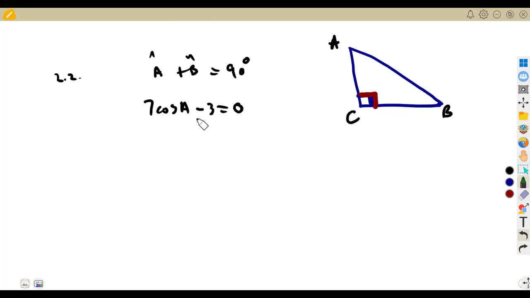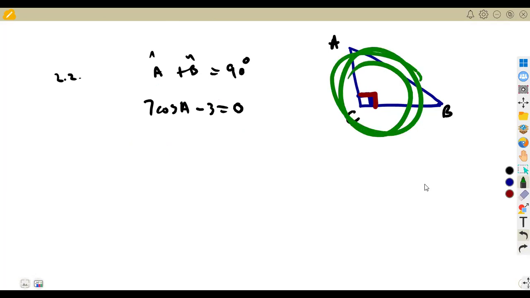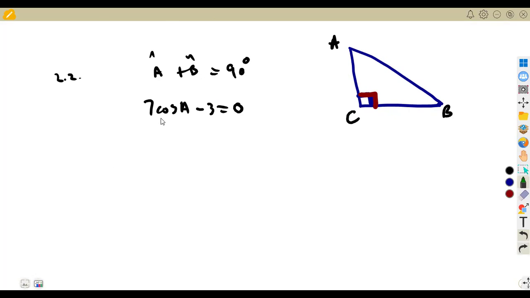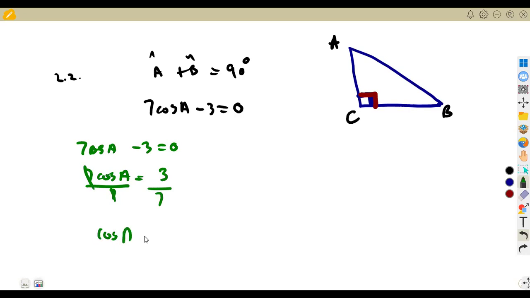This is what we see. So on a right angle triangle, you can have the ratio of the cosine of A and relate it with A on our diagram. What does it mean? Okay, let us have our ratio. 7 cosine of A minus 3 is equal to 0. You can transpose minus 3 to the other side, it's going to be a positive 3. Divide by 7 on both sides. That means we're going to have the ratio for the cosine of A as a fraction. The cosine of A is going to be given as what? As 3/7.